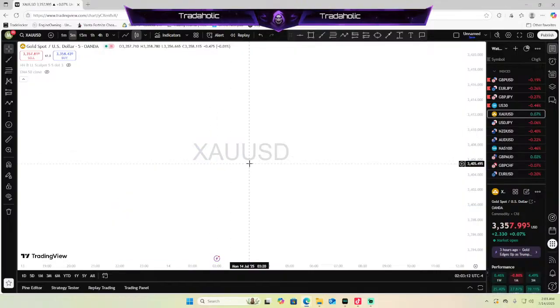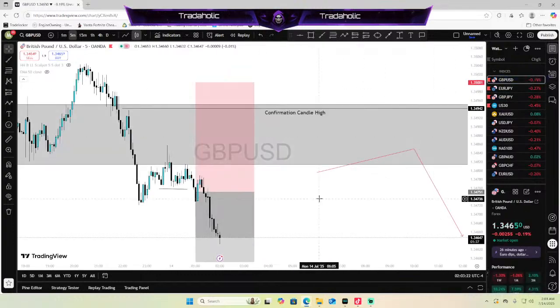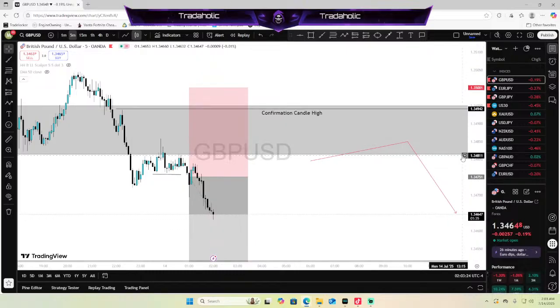What if it wicks up to the previous high? Would that be considered a break of structure? No, closures. Closures only. Now for entries, for me, I use wicks. The reason why I use wicks is because I use buy stops and sell stops. But as far as identifying structure, no, closures only. Because you understand wicks are rejections.